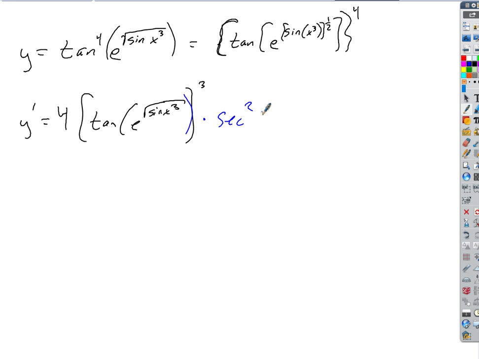Let's erase these things one at a time. If we differentiate the outer layer, that peels away the outer layer and we're left with a tangent. So the derivative of tangent is secant squared. The derivative of tangent hand is secant squared hand. Oops, I got it backwards.